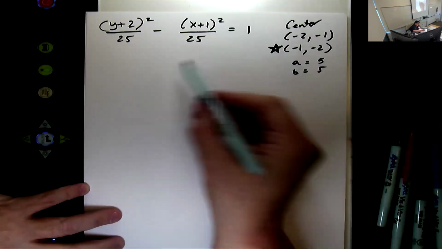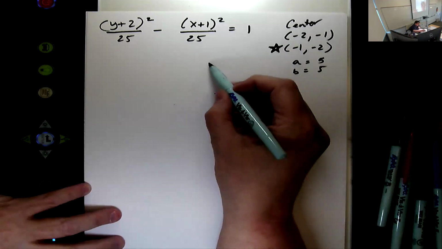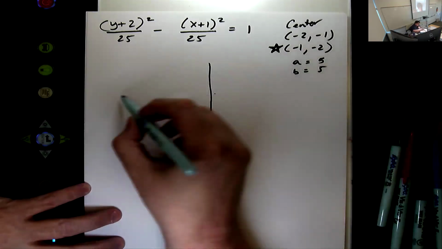So this is kind of like what Davis was asking about earlier. What happens when they look kind of the same?